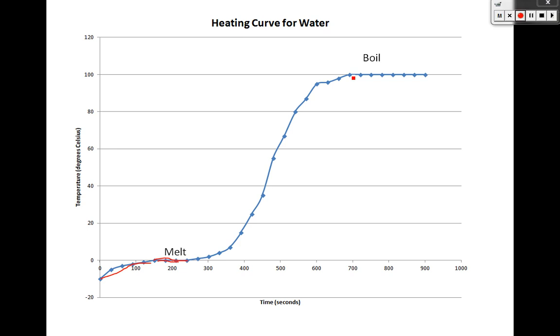Then we can also find the states of matter. Down here, the state of matter is solid. Below the melting point, we're going to have a solid. That makes sense, this is what I took right out of the freezer. Then anywhere between melt and boil, we're going to have a liquid, and you should see that in your observations, that that's where you had your liquid.